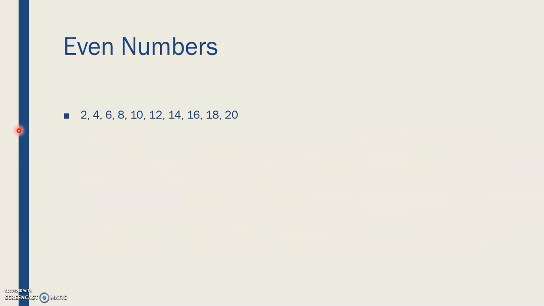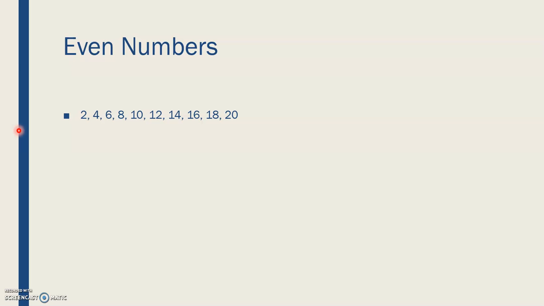Alright, so we have even numbers. Even numbers, if we're talking about 1 through 20, are going to include 2, 4, 6, 8, 10, 12, 14, 16, 18, and 20. And these numbers are even because they have a pair. They have a friend. They can be grouped together in pairs of 2.